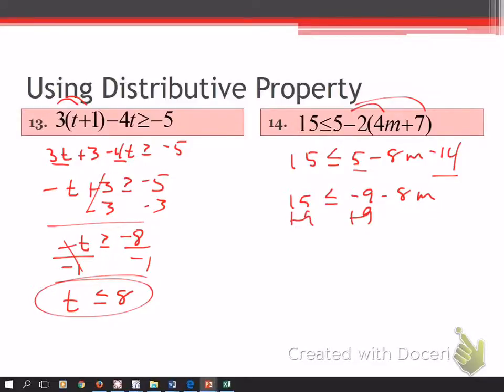Now I'm going to add 9. And then I've got to divide by negative 8. So we get m is... We've got to flip the inequality sign. Make sure you flip that. This is negative 3. So negative 3 is greater than or equal to m. Okay?